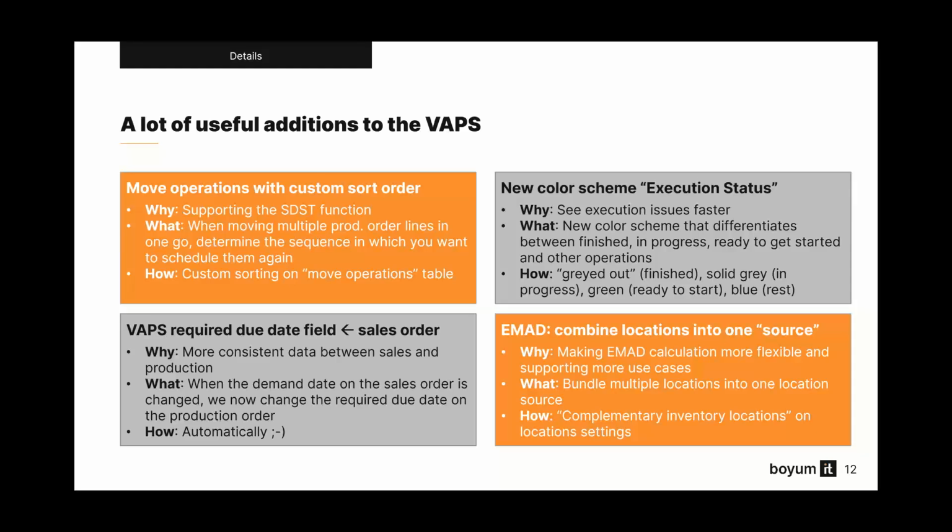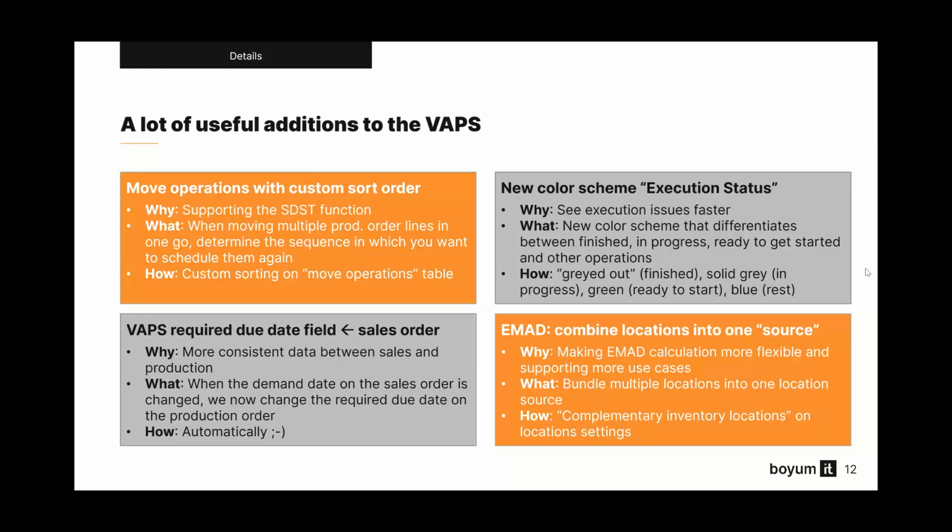So now we have the capability that in this case, we can say, okay, actually the production order demand should get fulfilled both from the location clean room and from the incoming warehouse. So now we can bundle multiple locations as a source of supply for material. And we do this on the location settings in Business Central, and there you can define complementary inventory locations. So these are quite useful additions.